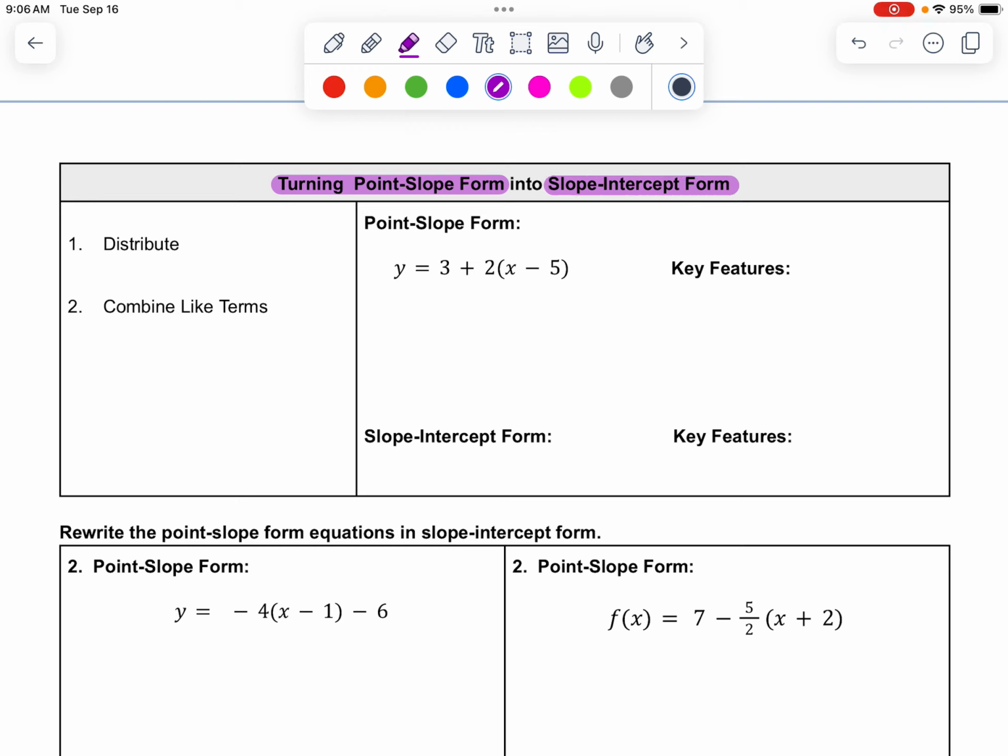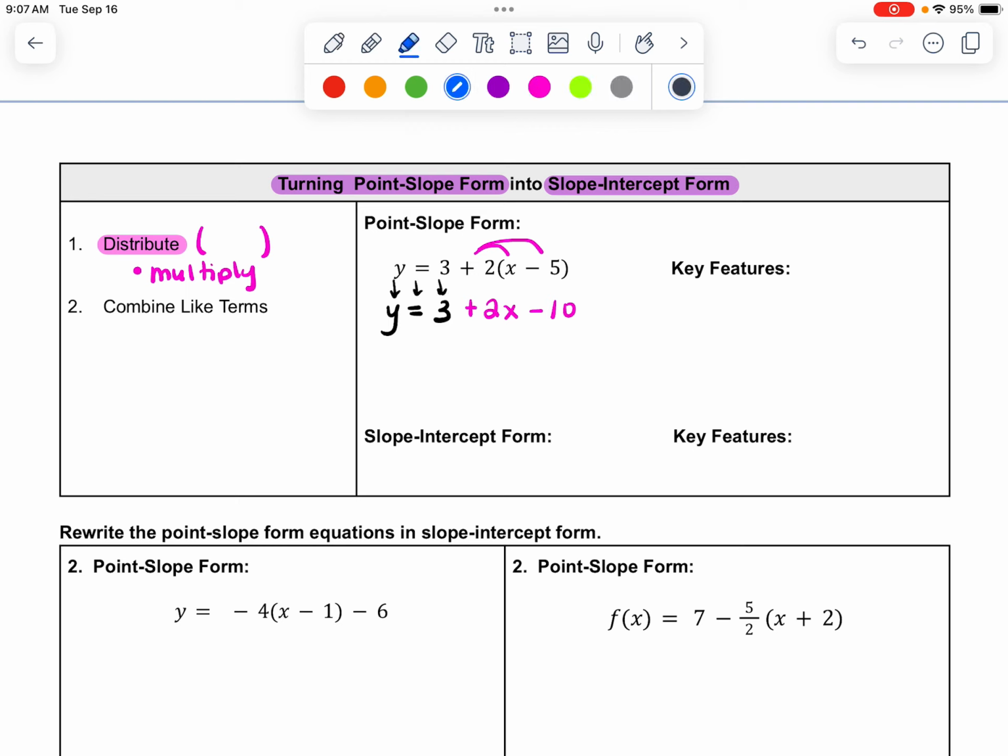And in order to do this, we're going to use our algebra skills. Step number 1 is to distribute. Now remember, we distribute when we have a parentheses, and the operation here is that we are multiplying. So in this equation, I would start by distributing the 2. I would have positive 2x minus 10, and then drop everything else down. I'm going to drop down the y and the equals and the 3. Just drop it like it's hot.